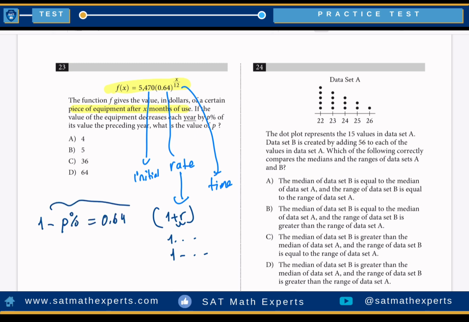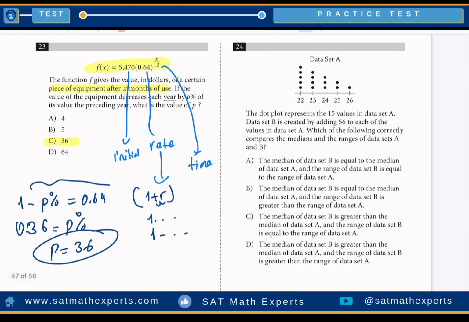So when you solve this equation, 0.36 will be the p percentage. So p will be 36. The correct answer is letter C. Actually, it's very easy. I just try to give you some explanation here.